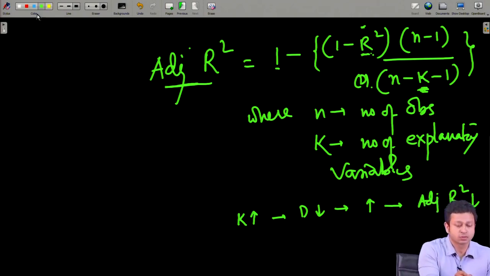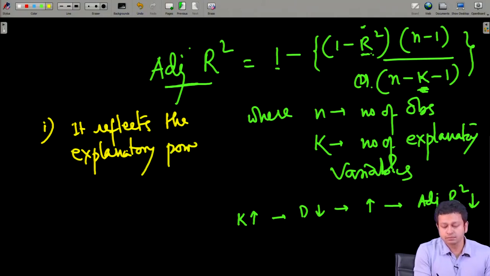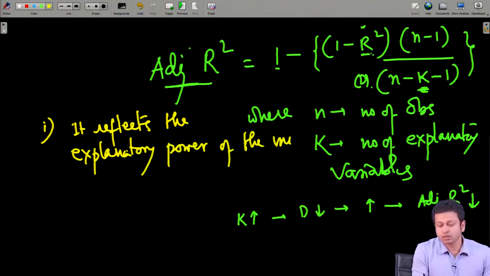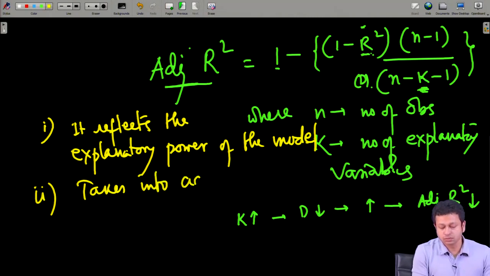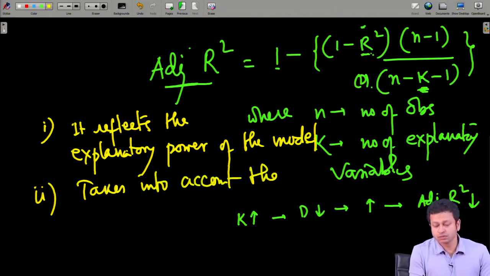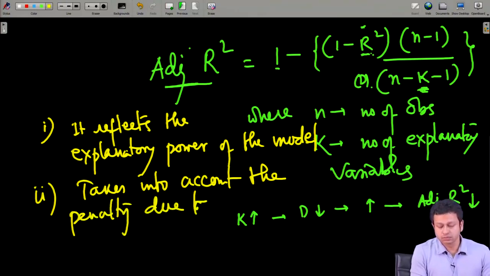So, let us write it down. Two things here. It reflects the explanatory power of the model, and at the same time it takes into account the penalty due to additional or irrelevant variables.